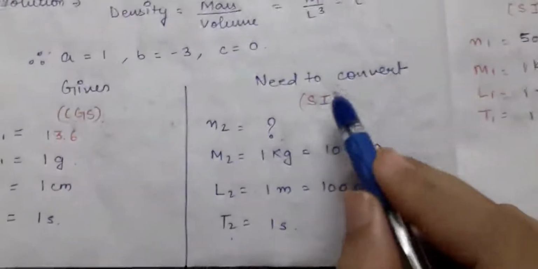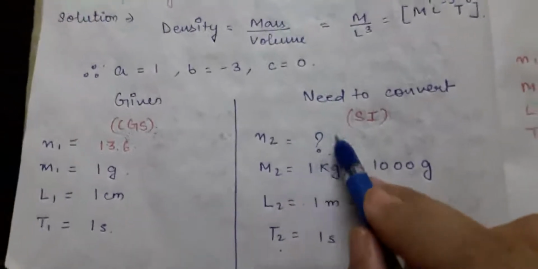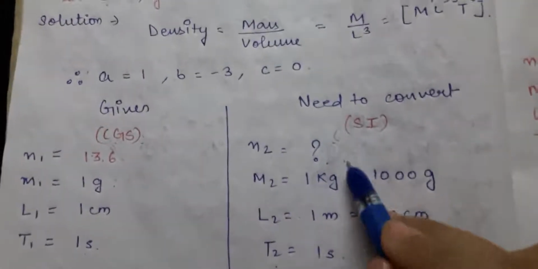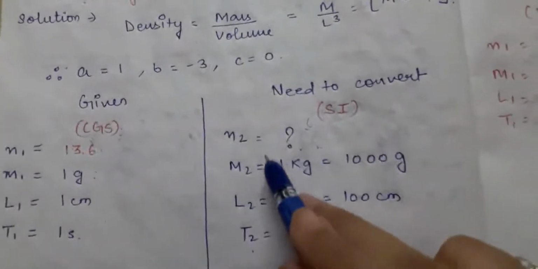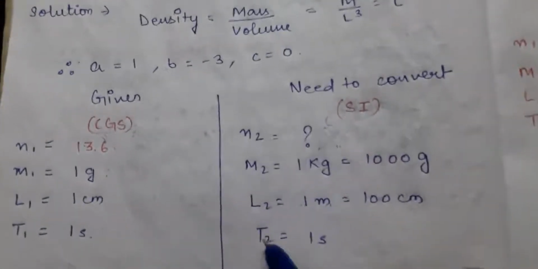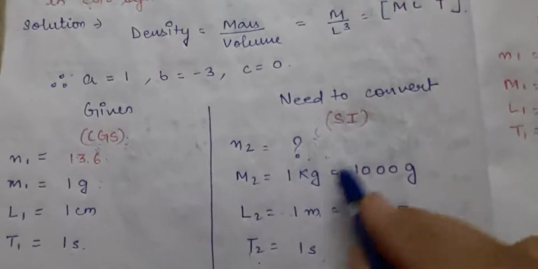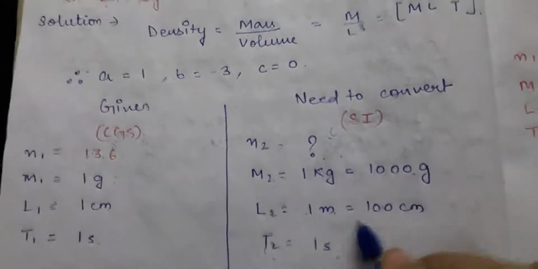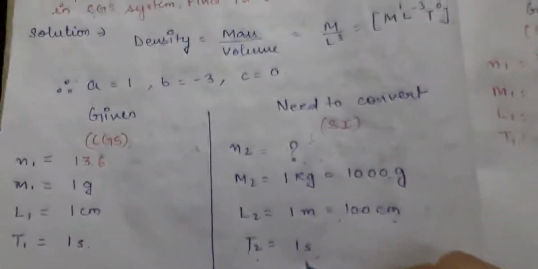Now we need to convert to SI. So N2 we need to find out, N2 is the question mark. M2 is, since it is SI, fixed: mass is 1 kg, length is 1 meter, time is 1 second. So in place of 1 kg I can write 1000 gram, in place of meter I can write 100 centimeter, and in place of second I can write second only, no need to convert the time.